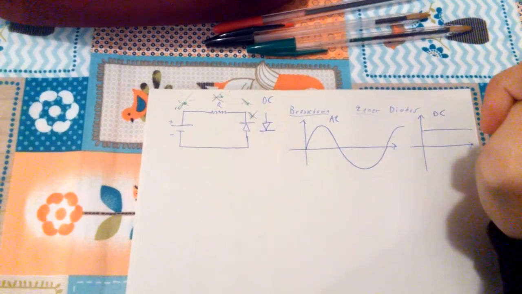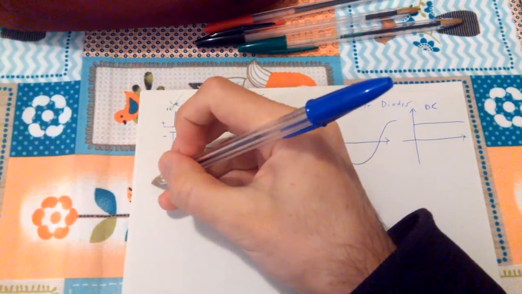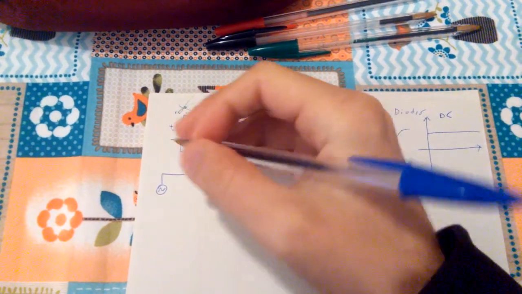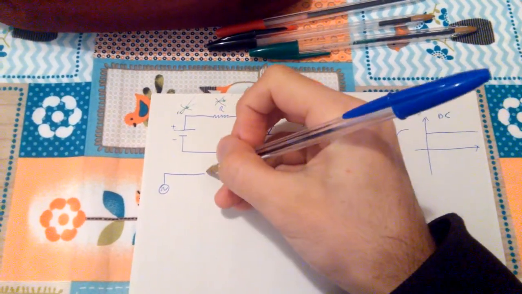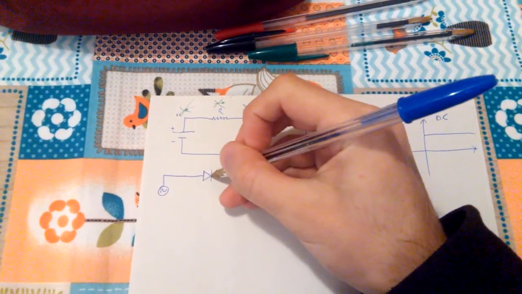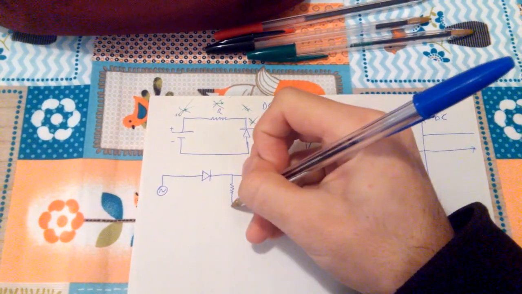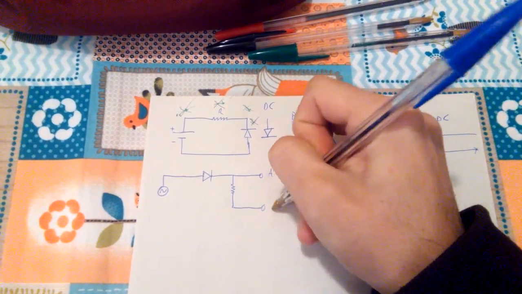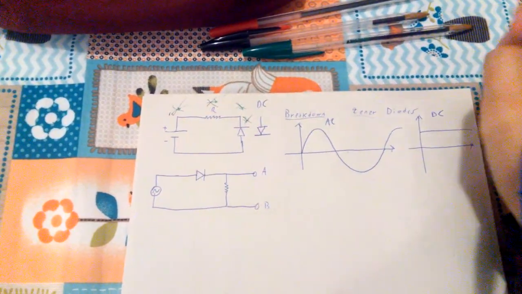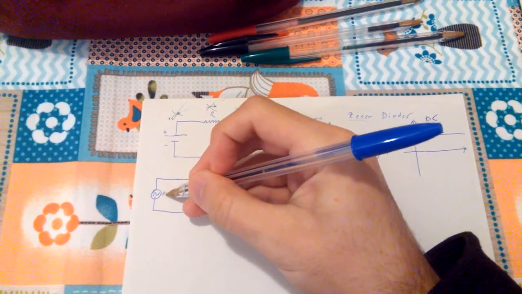Now, what happens if we use a diode? Well, if we have some kind of AC source and we use a diode like this, then we put something like a resistance, and we are going to measure what we get from A to B. This is my resistance, this is my diode, this is my AC source.